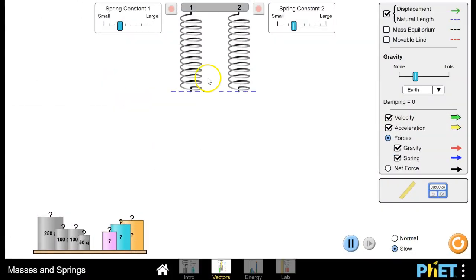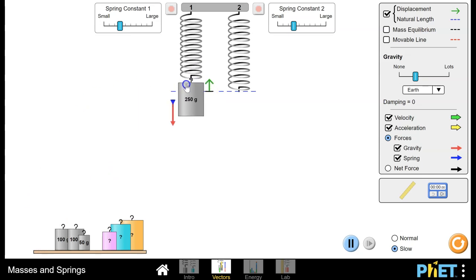So here are a couple of springs. We're going to start with spring 1 on the left. You'll notice the displacement is 0. We're at our natural spring length. This is the equilibrium point for the spring. But when we add a mass, the spring is going to move up and down. You'll see what happens as I let it go.